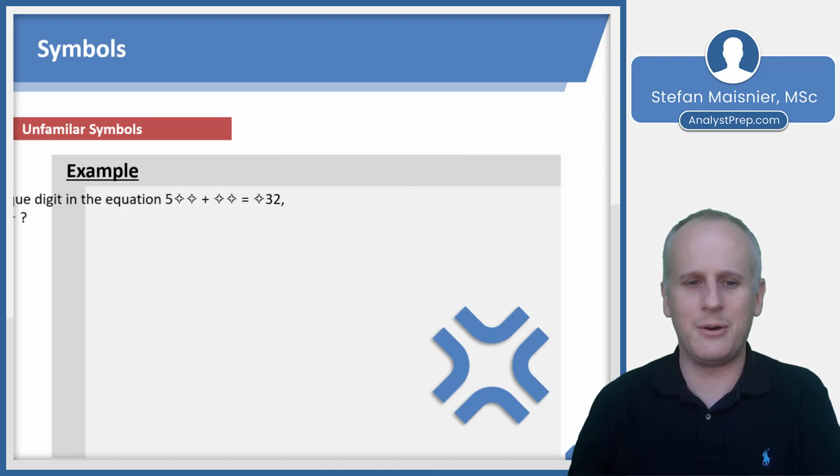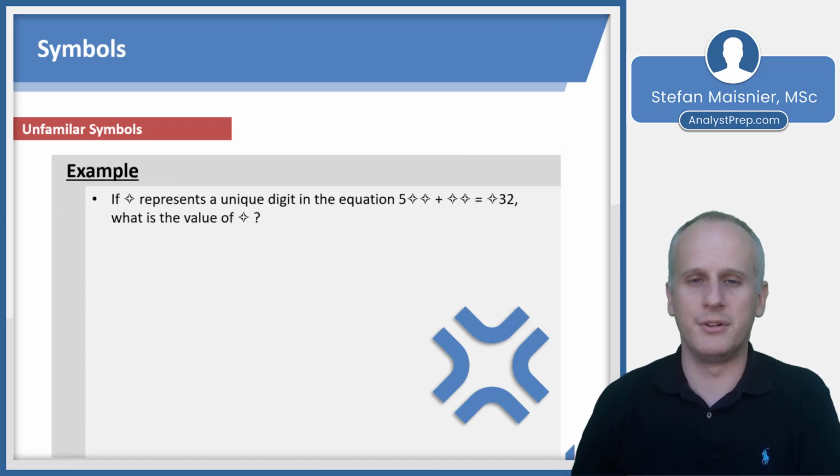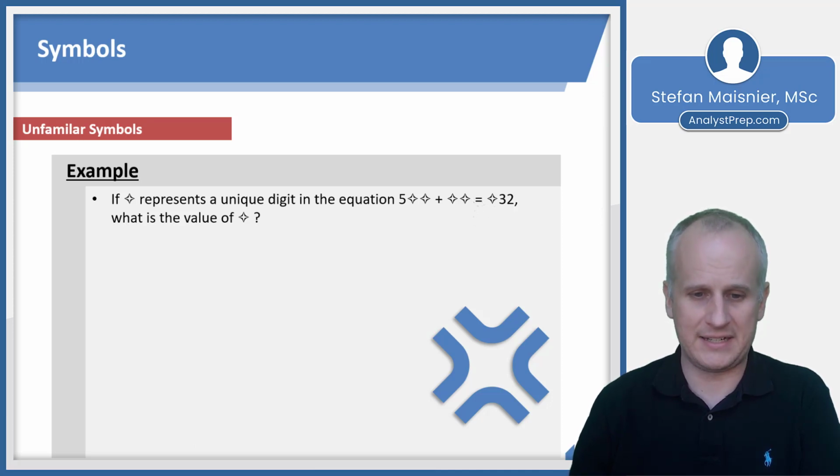So let's see how we'd work through a sample unfamiliar symbol question. So we've got this: if this diamond, we'll call it a diamond, represents a unique digit in the equation 5 diamond diamond plus diamond diamond is equal to diamond 32, what is the value of that diamond? So first, stay calm, literally. That's the first and most important step.